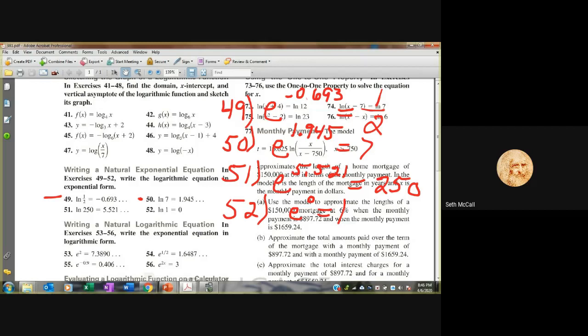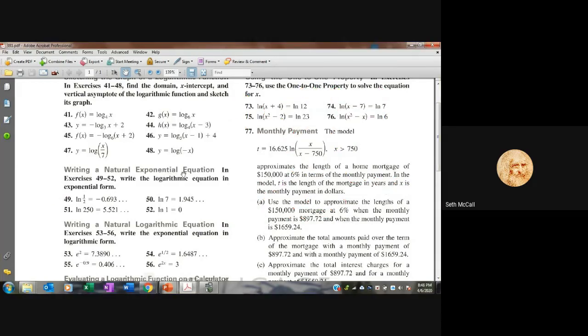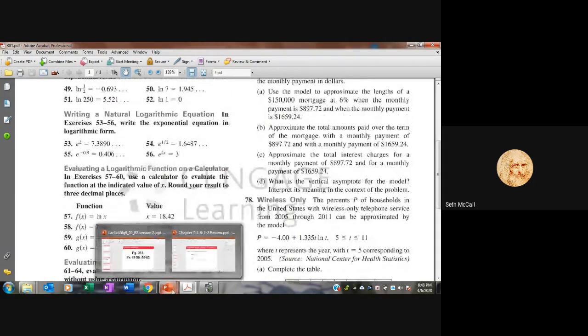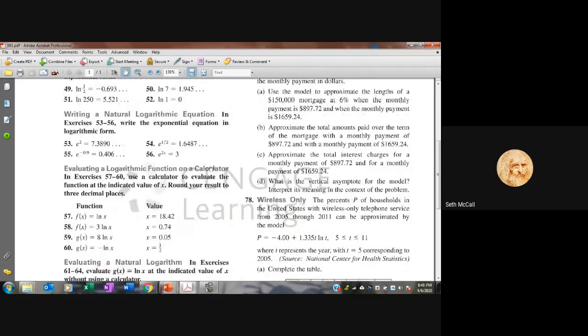All right, so those were fairly easy. Like I said, that's just going from logarithmic form to exponential form. Now, the next ones that they ask you to do are 53 through 56. And those are very similar, except they're having you work the exact opposite direction. So this time they're in exponential form, and they want you to put them into logarithmic form. So here's 53.